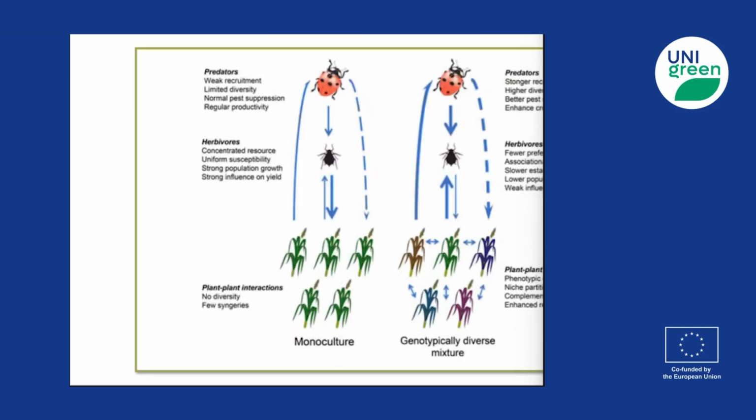The other good thing about genetic diversity, at least in the area where I work, as entomologists, we have been observing that in systems where we have genetic diversity, the opportunities for natural enemies are higher than if we have a monoculture. So here we have a genotypically diverse mixture of, let's say, corn. The opportunity for beneficials, in this case predators, is higher than if you have a monoculture.